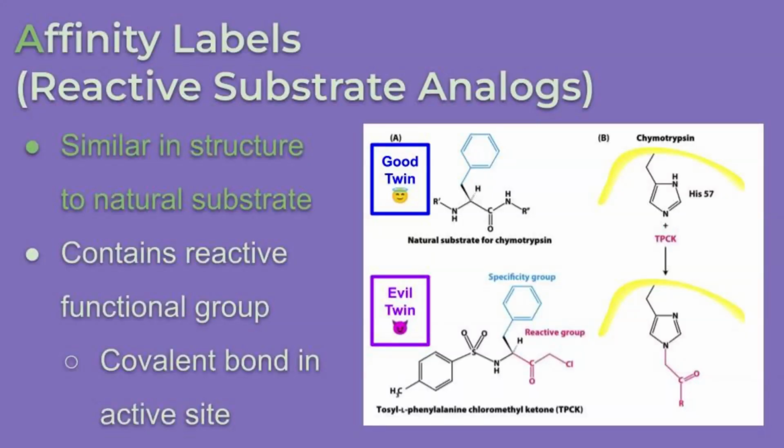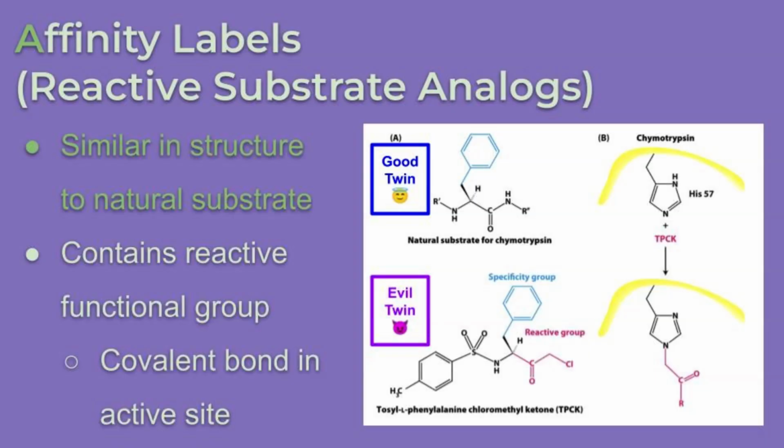And so this specificity group that allows this binding, that's the affinity part of the name affinity labels. So the evil twin looks like the good twin, and so chymotrypsin still has a high affinity for the evil twin because it thinks it's the good twin. As far as it's concerned, they're the same person.